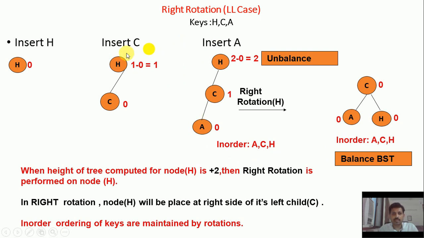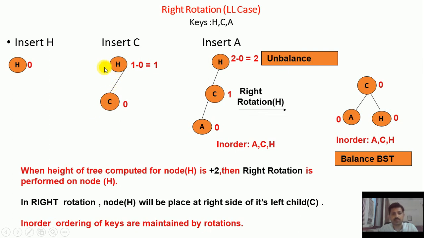So this is the first case, LL case, left case. Suppose we have 3 keys here, H, C and A. We have inserted H first, so the balance factor is 0. Then we have inserted node C. This is a binary search tree where node C has a smaller value than node H, so it will come on the left side. We again computed the balance factor, height of left subtree minus height of right subtree.